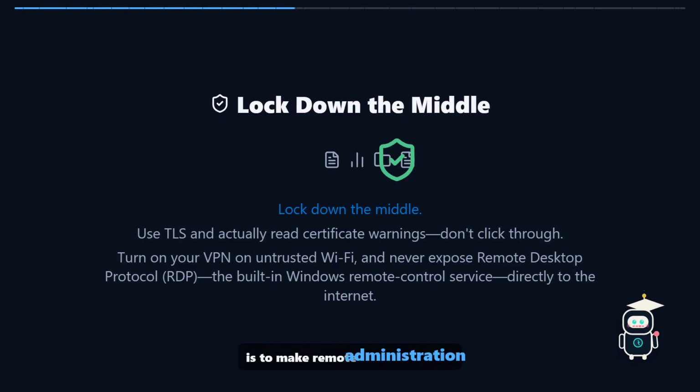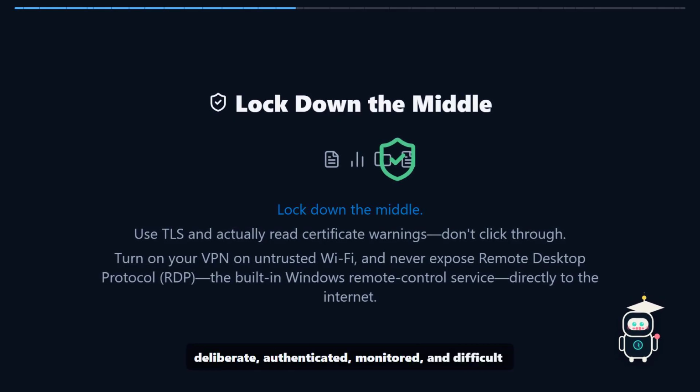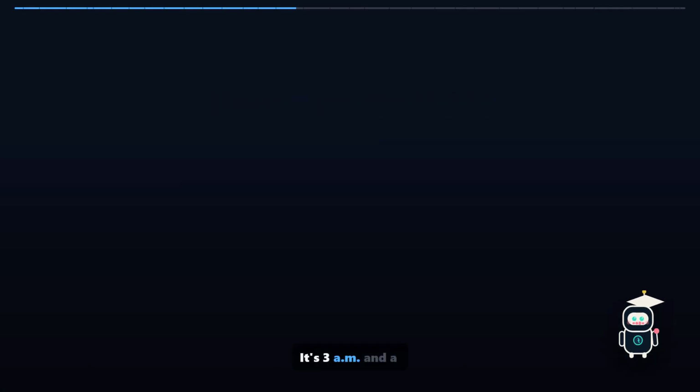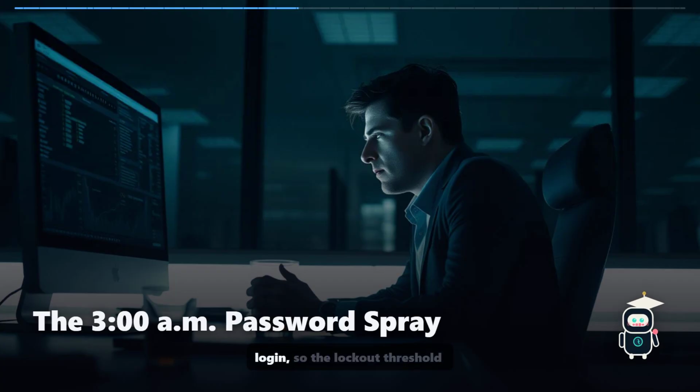It is to make remote administration deliberate, authenticated, monitored, and difficult to abuse. It's 3 a.m., and a script is quietly trying one common password, Spring 2025, against 200 accounts. Each account sees exactly one failed login, so the lockout threshold never trips. No alarm. No single user looks suspicious. That's password spraying. One or two common passwords across many accounts, staying just under the radar. It's not brute force, it's patience, scaled out.